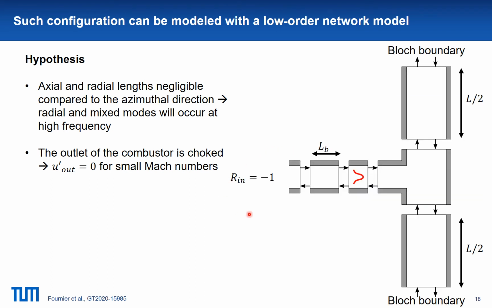We have the pressure node upstream, the burner tube, a flame, a T-junction, and two ducts that model the annular chamber.